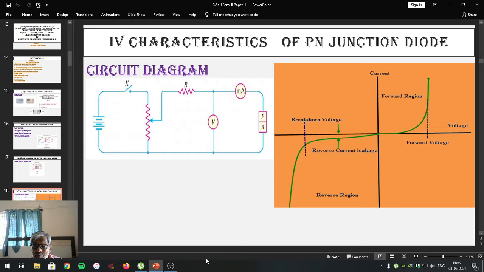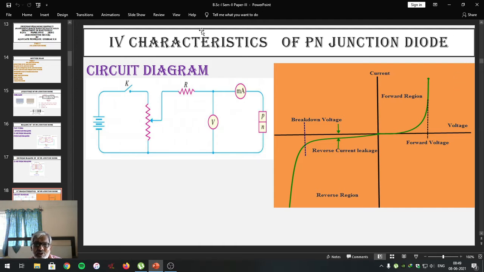But practically, when the voltage is increased up to the breakdown voltage, the junction will break down, and the minority charge carriers in the P region as well as in the N region will conduct a little bit of current, in the microampere range. So all these aspects we have studied in yesterday's lecture.